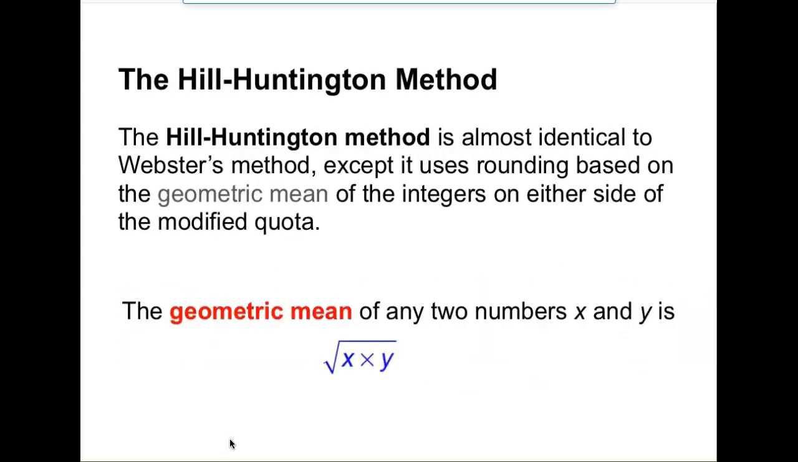We got one more, folks. The Hill-Huntington method. This is it. It's identical to Webster's method, except it uses what's called a geometric mean. Write this down. A geometric mean of any two numbers is where you take those two numbers, you multiply them, and then you take their square root.